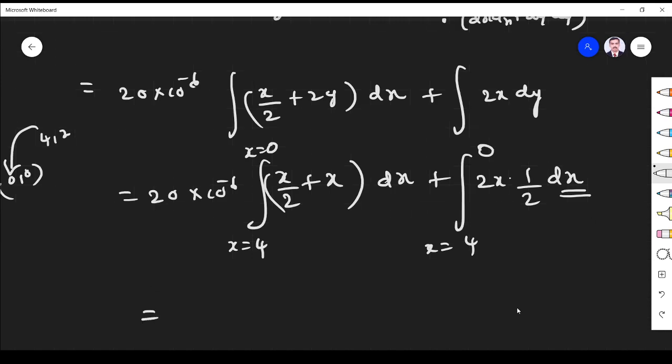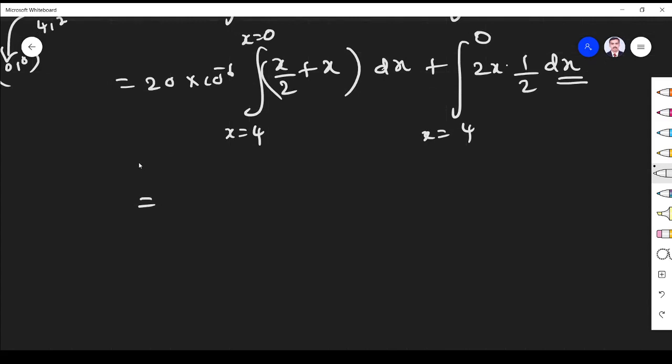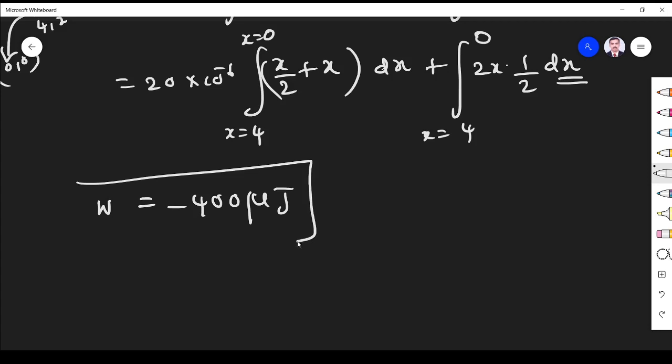Now you simplify this, and what you get is work done will be minus 400 microjoule. Okay, right? So this is the work done to move a charge from (4, 2, 0) to (0, 0, 0).